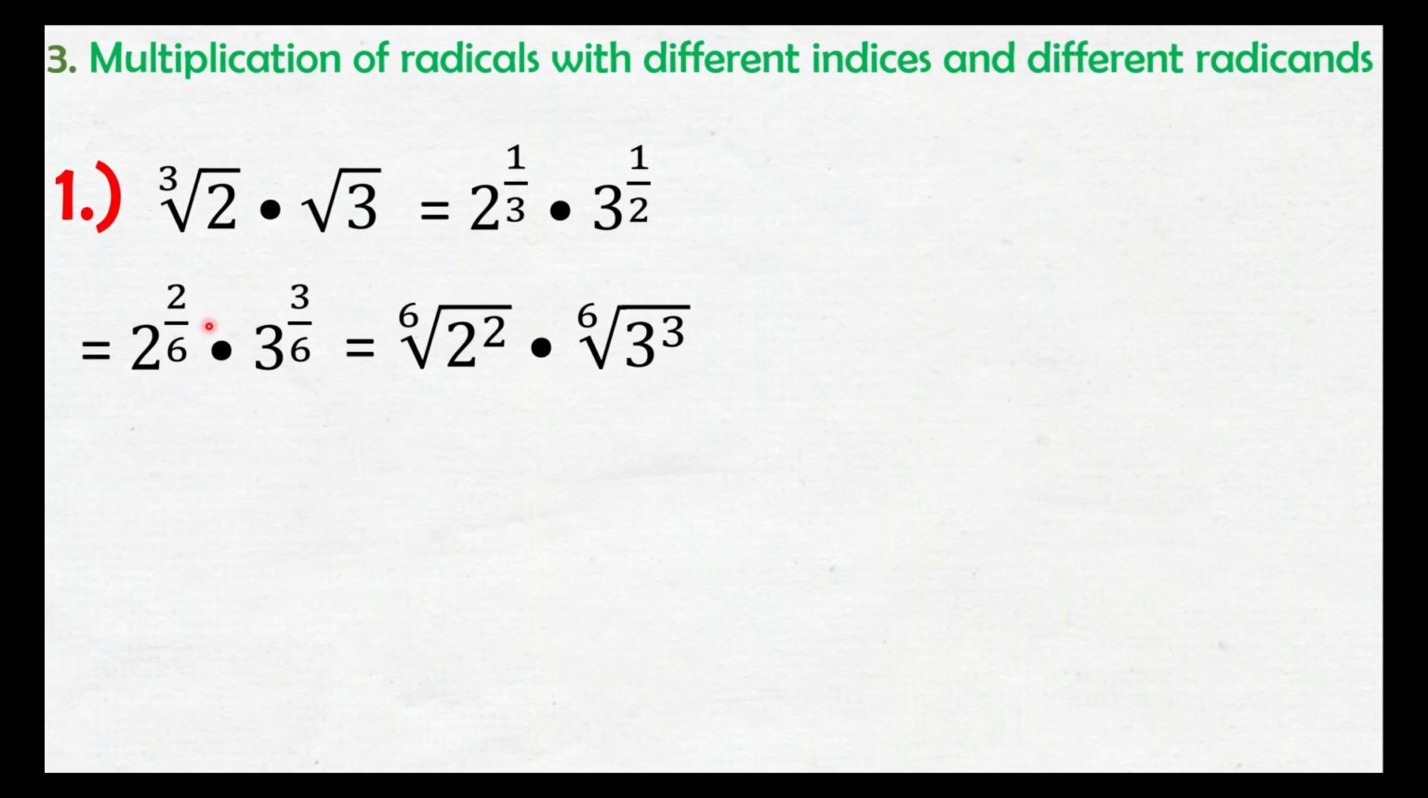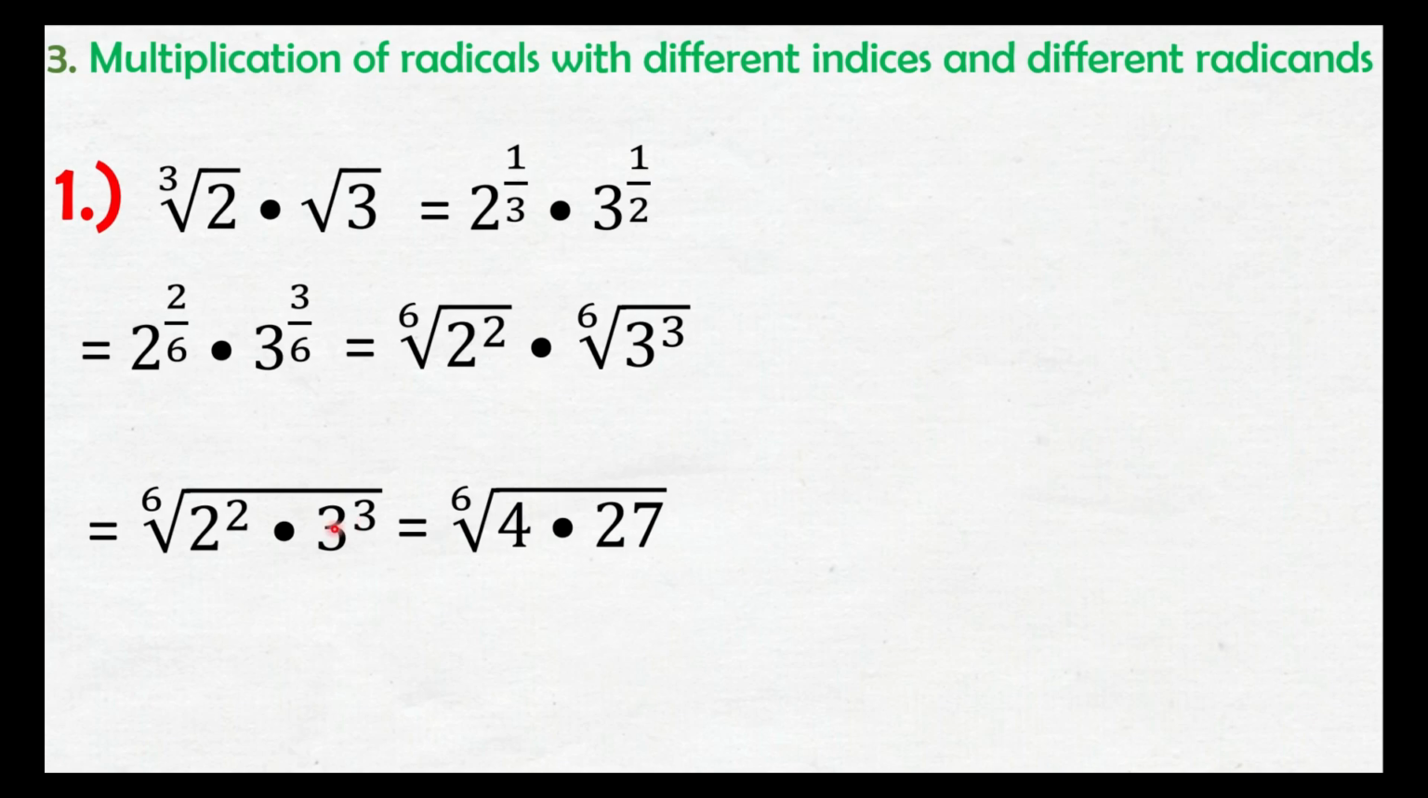So, dito, kung ita-transform back natin sila, itong 2 raised to 2 over 6, we can write that as 6th root of 2 squared. At itong 3 raised to 3 over 6, that is 6th root of 3 raised to 3. So, dito, magkapares ang index natin, di ba? Which is 6. Ma-apply na natin ngayon dito yung second law of radicals. So, magkapares ng index, kaya pwede natin pagsamahin yung dalawang yan sa loob ng iisang radical sign. So, we have 6th root of 2 squared times 3 cubed. Diba? Napagsama na natin sa loob.